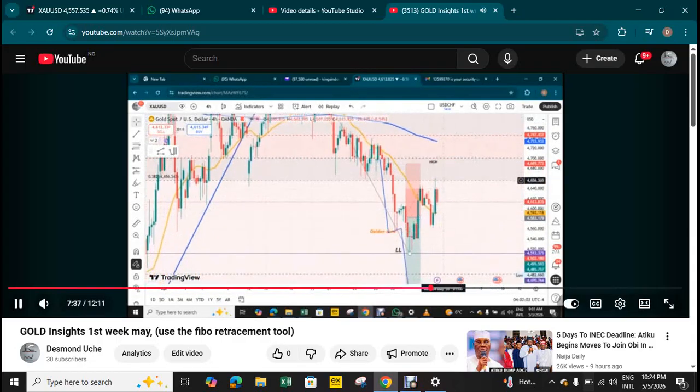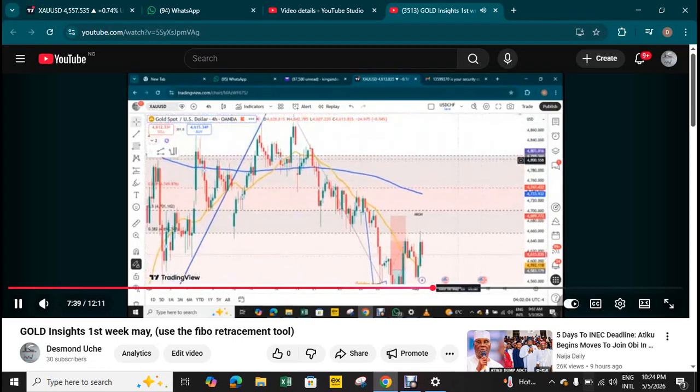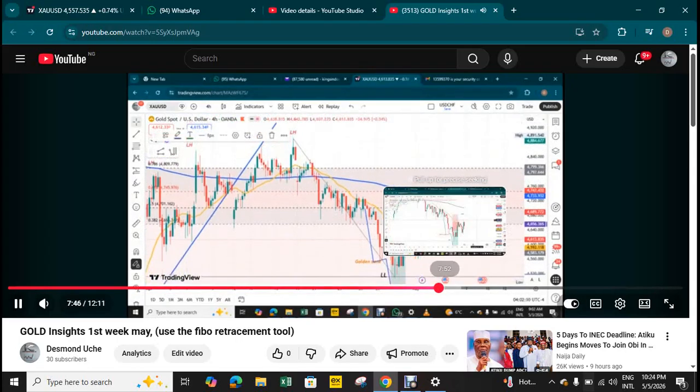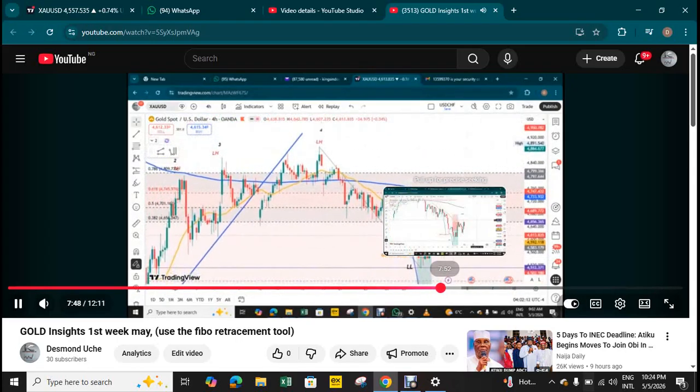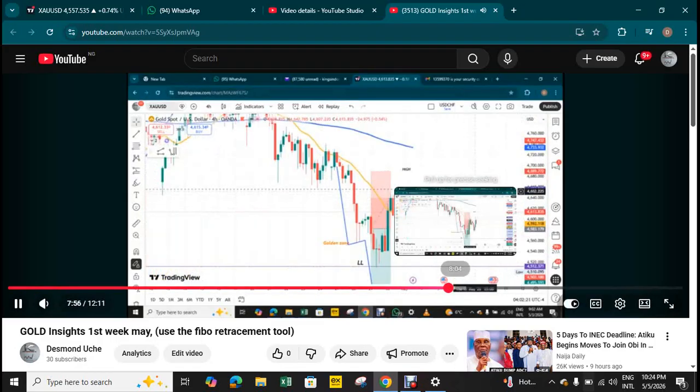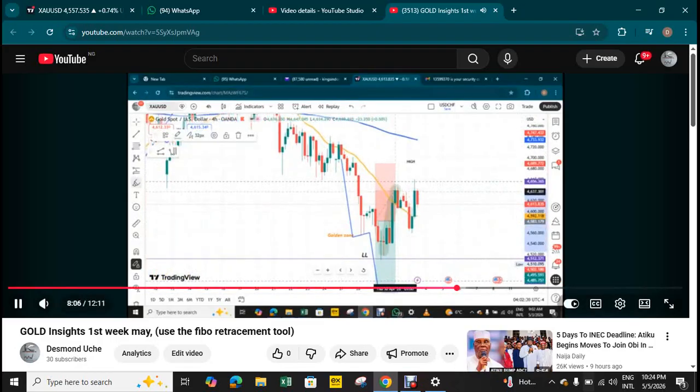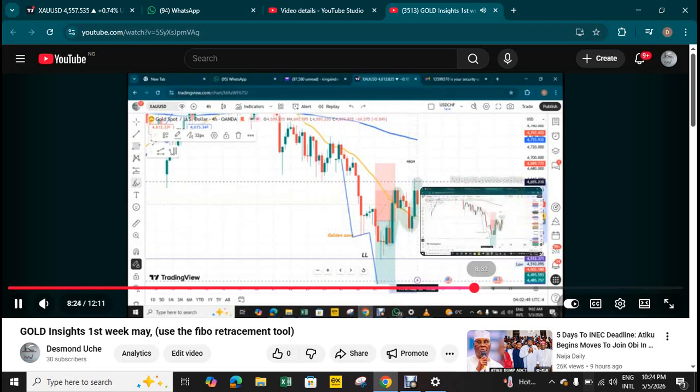We need to delete this Fibonacci retracement, which I'll be taking out right now, so we can now draw. We already know where the high is. Now we have a high. We need to draw the Fibonacci retracement from the upside towards the downside.